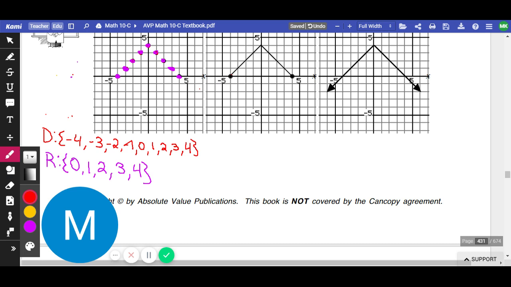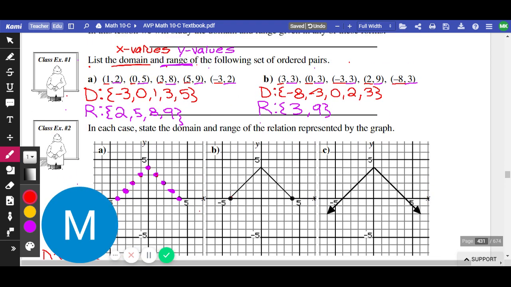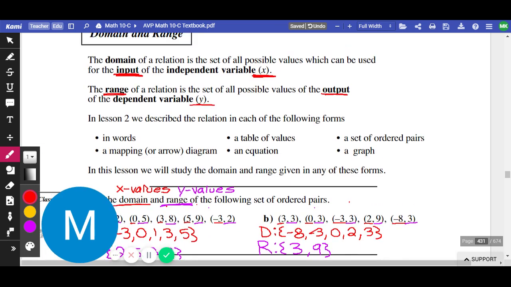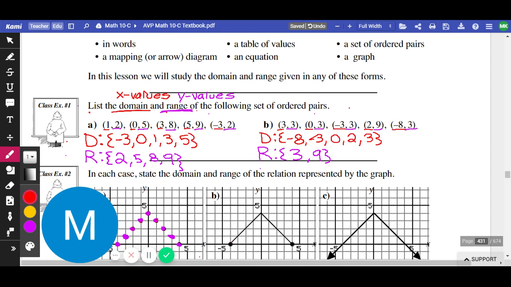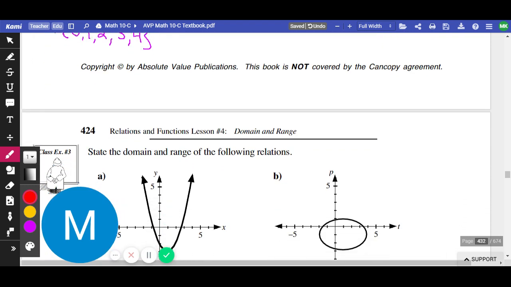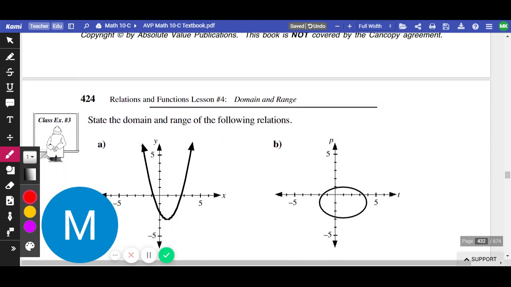Instead, we use something called set builder notation. Let's write about this graph. I'll put it right down here. I'm going to show you the general format that set builder notation follows, and then we're going to try filling it in. Okay?